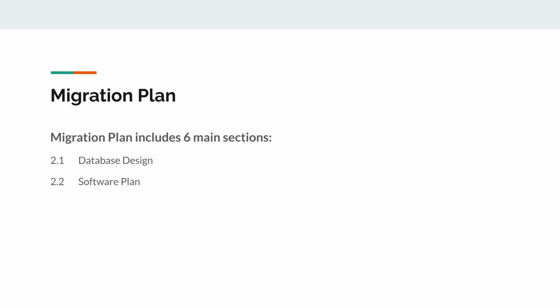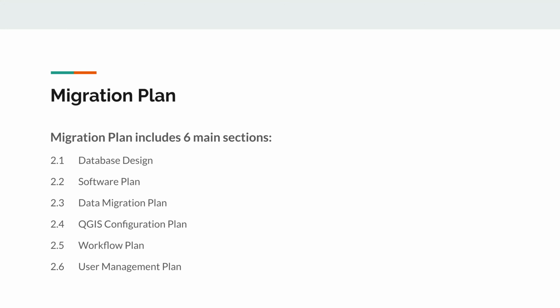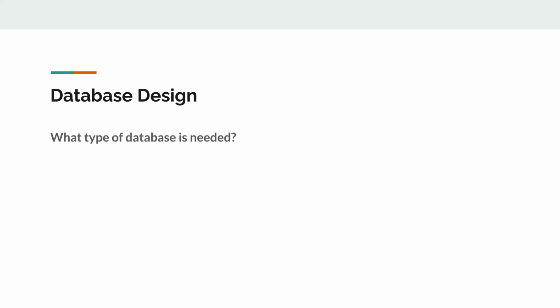All right, so the migration plan. The migration plan really includes 6 main sections: the database design, the software plan, the data migration plan, the QGIS configuration plan, the workflow plan, and the user management plan. So the database design is fairly simple. I ask the question, what type of database is needed? And then we go on and we define these.